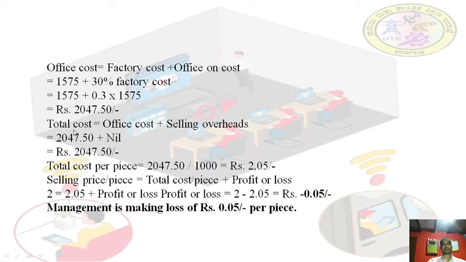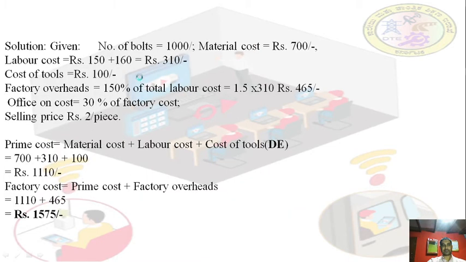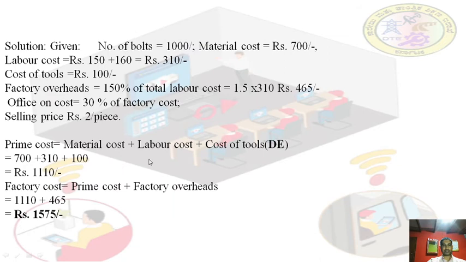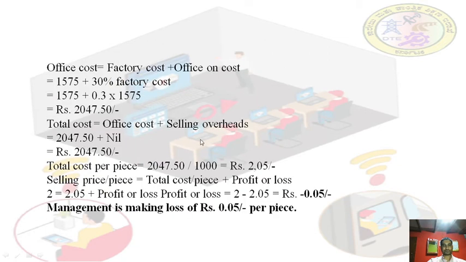Now the total cost. Total cost is given by office cost plus selling overhead. Selling overhead is not mentioned anywhere in the problem, so you have to take it as 0. So total cost will become 2047.50. Selling overhead is nil, so whatever is the office cost is nothing but the total cost, because we have not mentioned the selling overhead. Now the total cost per piece.